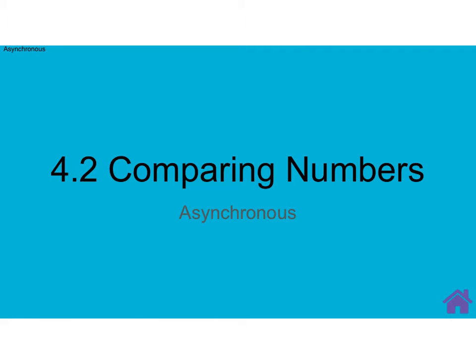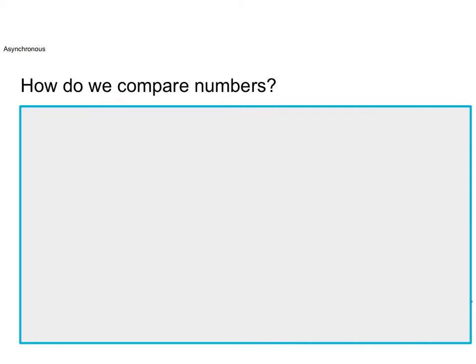Hi everyone, this is 4.2. We're going to be comparing and ordering numbers. So how do we compare numbers?